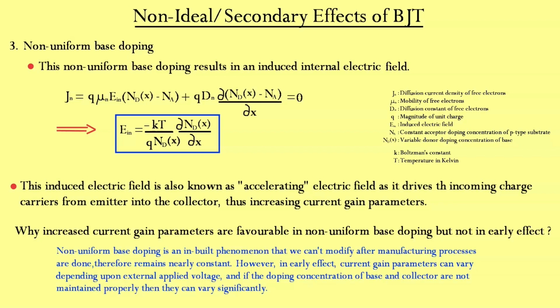You may think both early effect and non-uniform base doping lead to increase in gain parameters, but it is favorable in non-uniform base doping only. Why is this so? This is because non-uniform base doping is an inbuilt phenomenon which is present in BJT from manufacturing stage and we cannot manipulate it afterwards. However, early effect is caused by external applied field which we can change and hence varying in nature even after manufacturing processes are done. These variations result in undesirability of early effect.